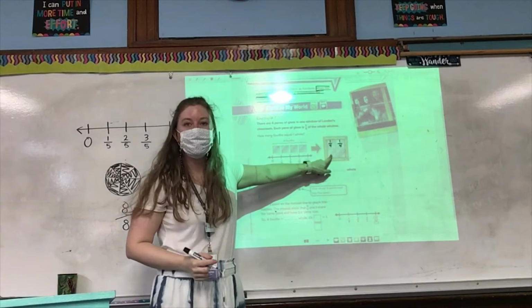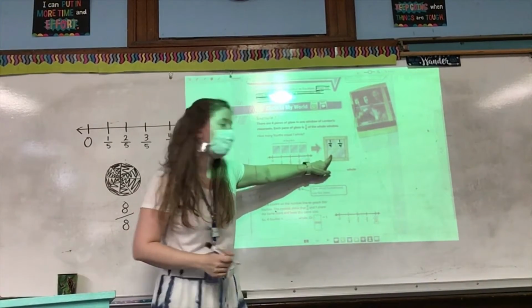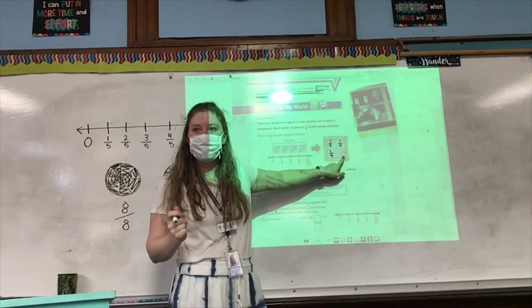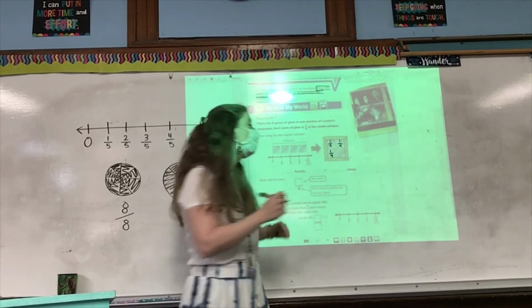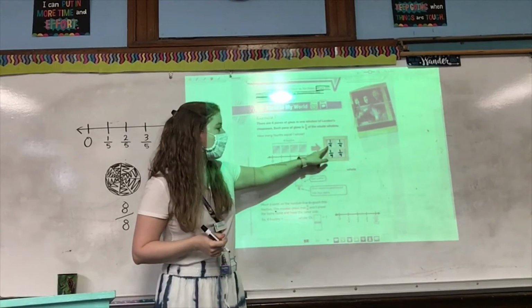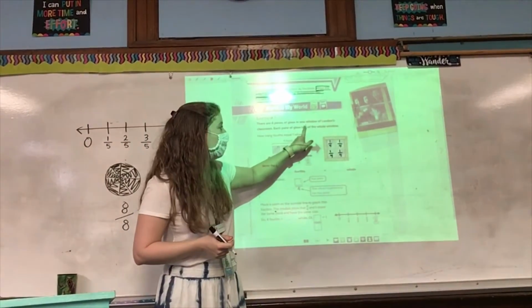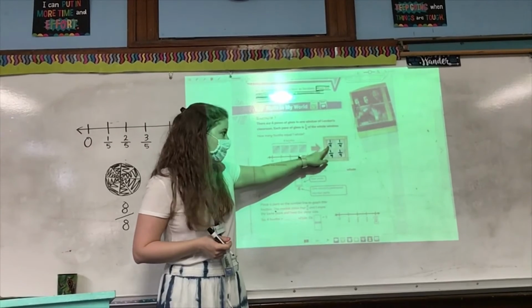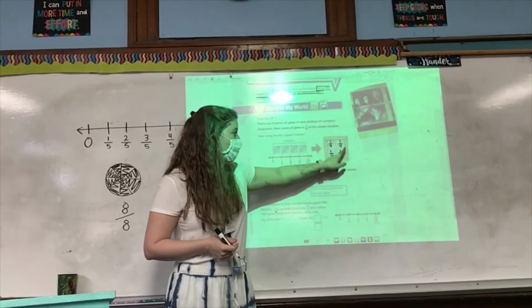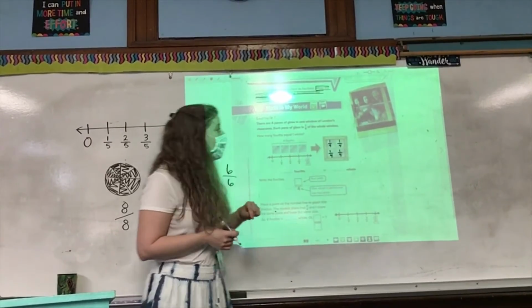And what about this one? Smith? 1/4. And what about this last one that we haven't written on yet? Victoria? 1/4. So each pane of glass is 1/4 of the whole window. This is 1/4, this pane is 1/4, this pane is 1/4, and this pane is 1/4.